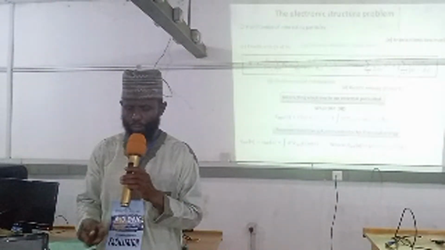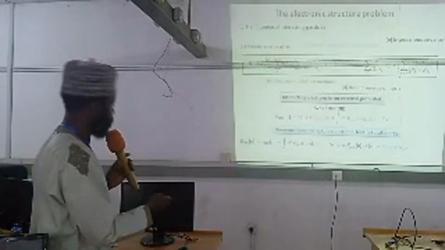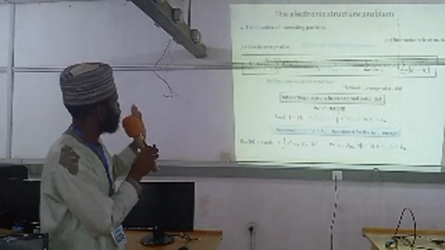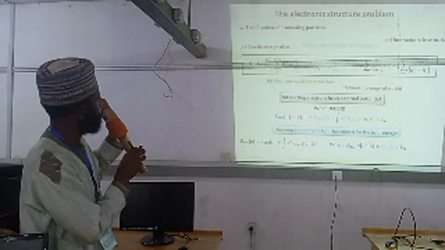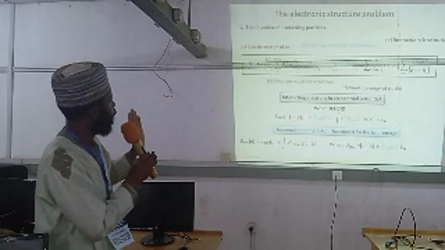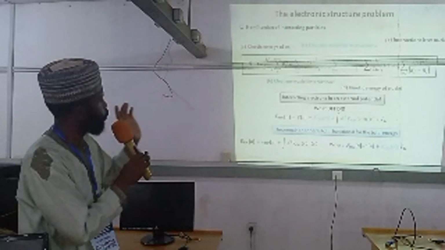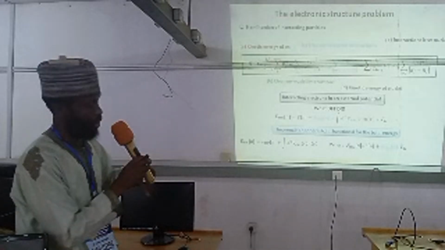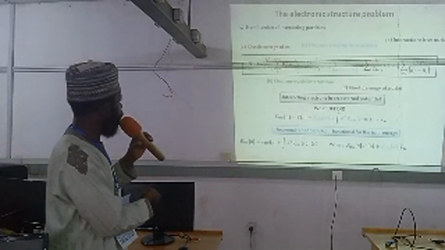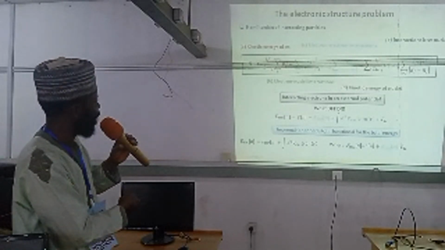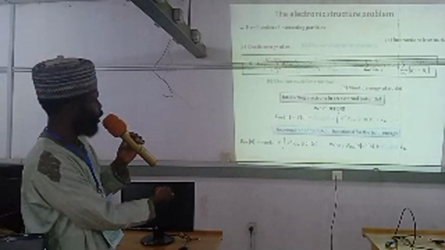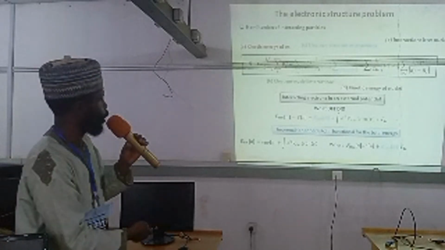So now the electronic structure problem, if you look at this, we have a Hamiltonian that contains the kinetic energy of the electron and the interactions, and we have the electron in the external potential. So what DFT did, as I have mentioned, is to have a Hohenberg-Kohn energy functional that contains the kinetic energy operator, the internal potential, and also the external potential.